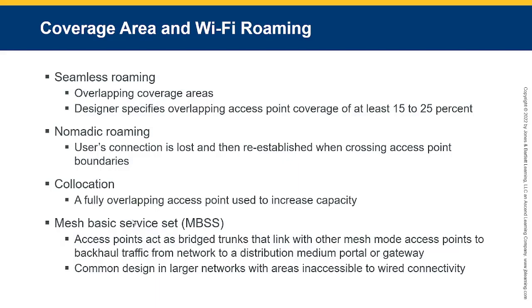You have nomadic roaming, in which the user's connection is lost and then reestablished when crossing access point boundaries. You also have collocation, fully overlapping access points used to increase capacity. You may have a mesh service, where an access point acts as a bridge trunk that links with other mesh node access points to backhaul traffic in a network to the distribution system gateway. It's common in designing larger networks where areas are inaccessible to wired connectivity.